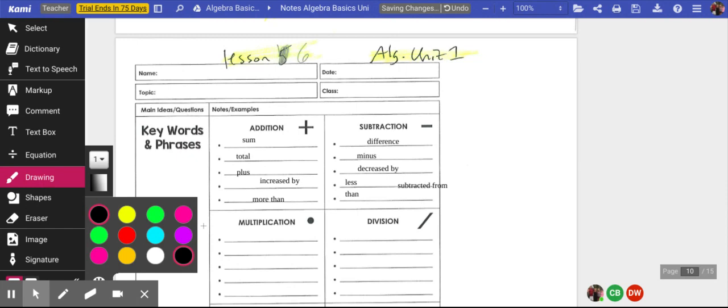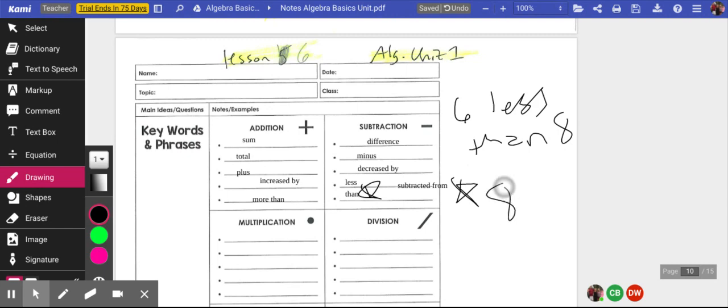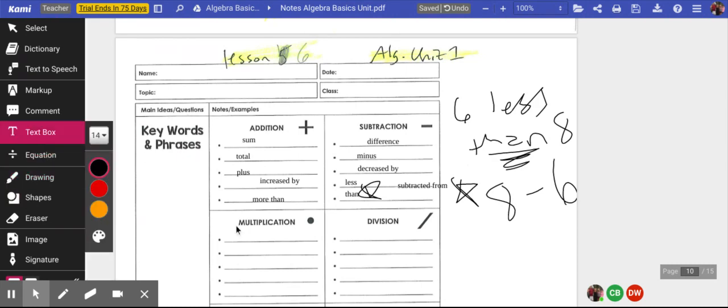If you don't remember from last year, you need to maybe star those, because those are the ones that, if we say 6 less than 8, then remember it's 8 minus 6. That word than is that keyword to tell you to flip them around. Okay. All right. So words for multiplication.